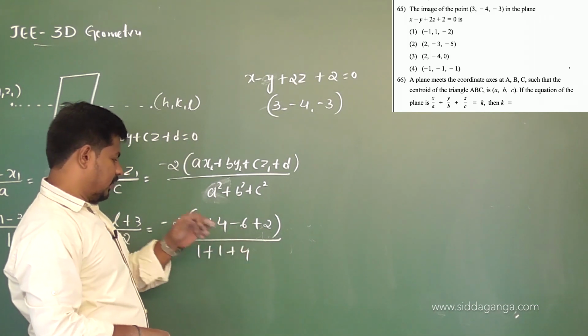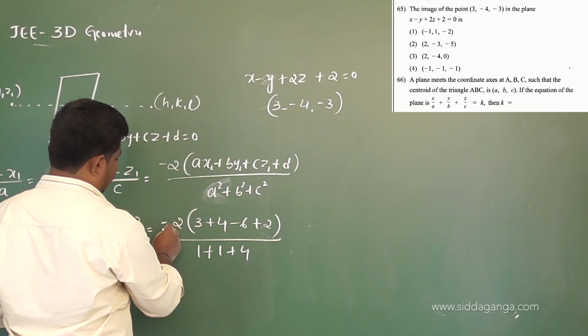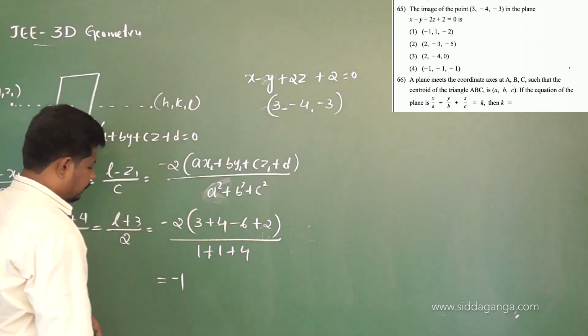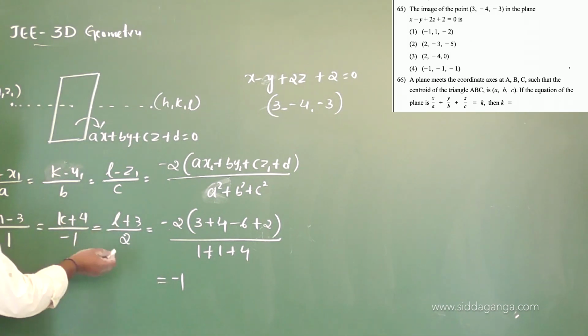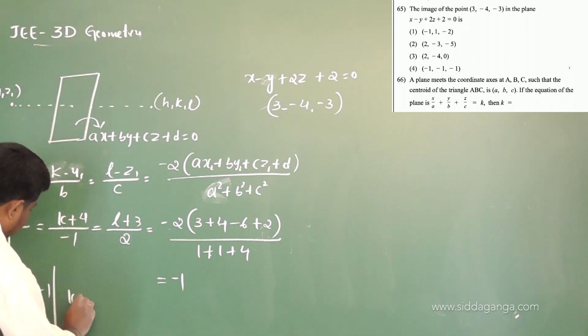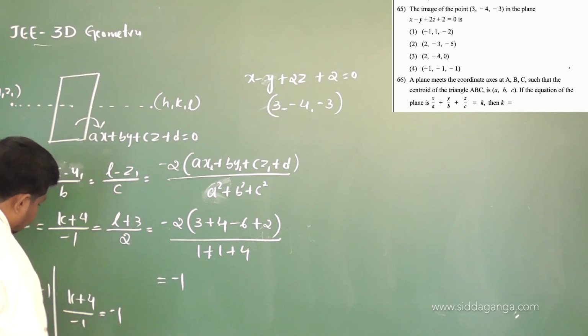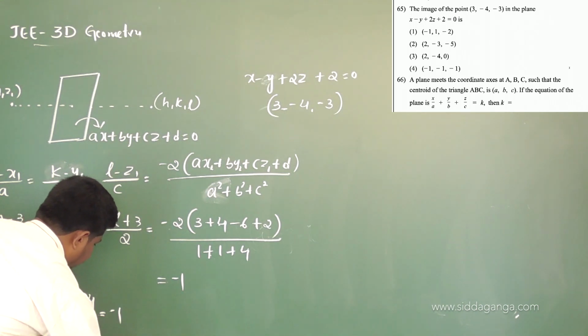So, here you get 9 minus 6, that is 3, 3 2s are 6, minus 6 by 6, that is minus 1. So, all of them are equal to minus 1. So, let us equate all these to minus 1. So, h minus 3 is equal to minus 1. So, h gives 3 minus 1, that is 2. Next, (k plus 4) by minus 1 is equal to minus 1. This gives k plus 4 is equal to 1. So, k is equal to 3.